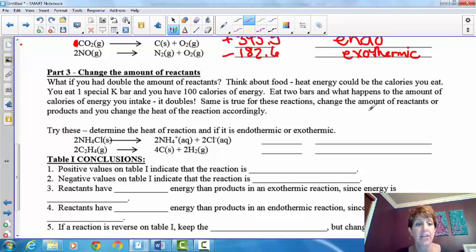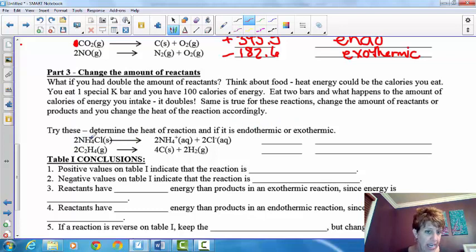Heat energy could be the calories you eat. You eat one Special K bar and you've got 100 calories of energy. Eat 2 bars, what happens? You've got 200 calories. So same is true for these reactions. Change the amount of reactants or products and you change the heat of the reaction accordingly. So try these, determine the heat of reaction if it's endo or exothermic.